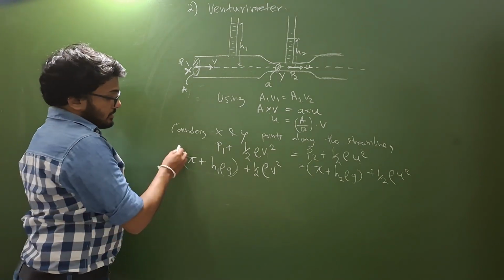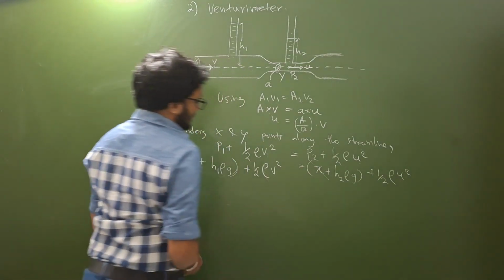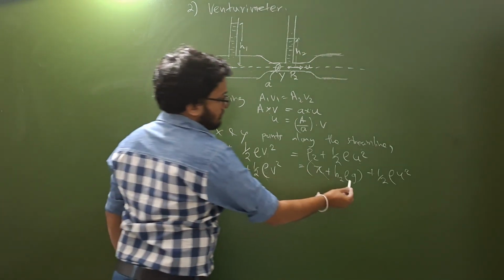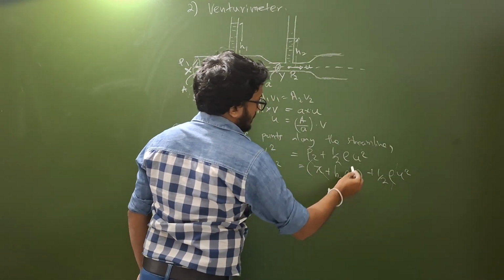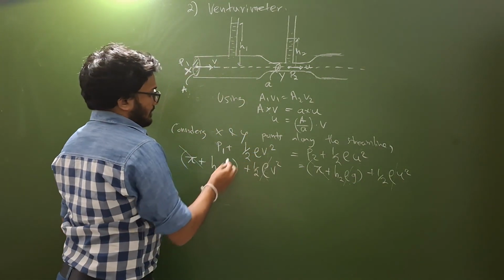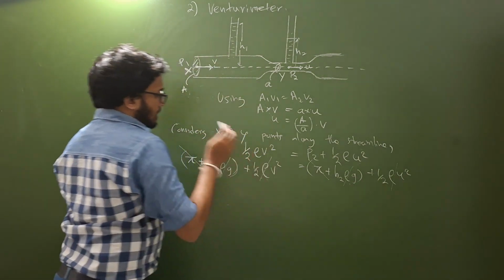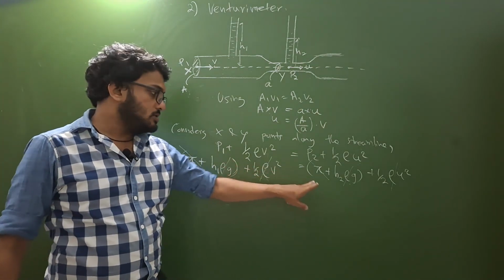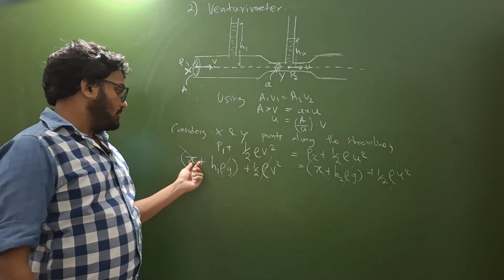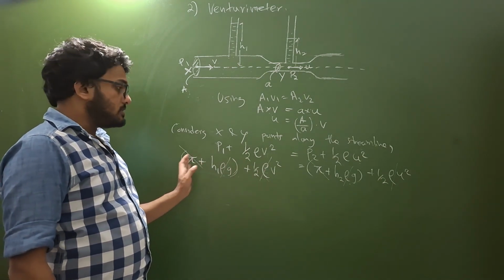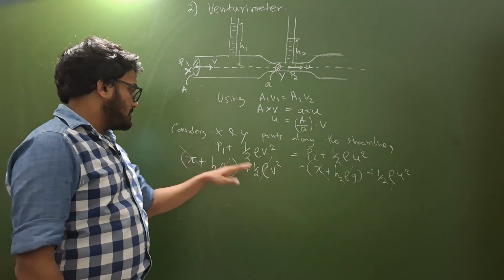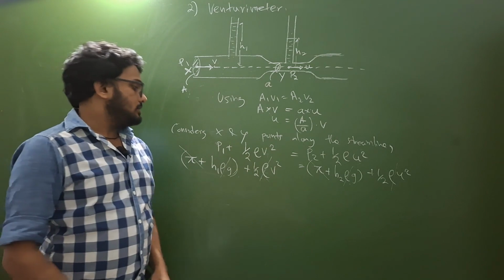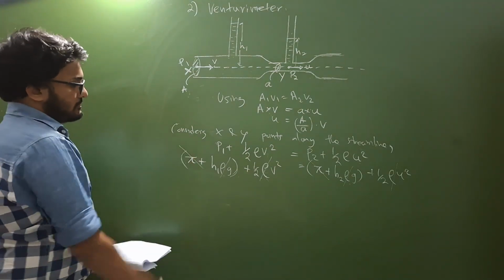First, we can cancel pi from this place. After cancelling pi, we can cancel rho because rho is in all those terms. We can cancel rho only after cancelling pi first. Why? Because rho is not in the pi terms. Therefore, first we have to cancel pi. That means we are subtracting pi from both sides. Then we can just remove pi and we can cancel the rho term.